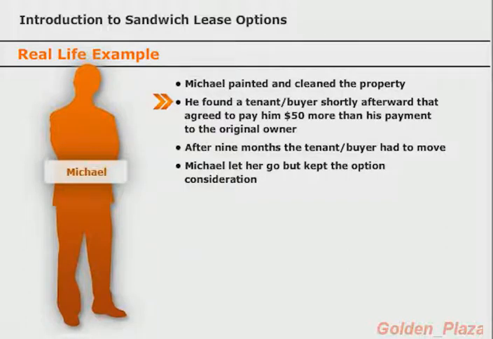The end tenant buyer only stayed in the property for 9 months, but during that time, Michael was able to collect the rent on time and make around $50 a month in the process. After the 9th month, the tenant buyer called and said that she just couldn't afford the rent anymore and needed to move into something less expensive. Michael let her out of her lease agreement without penalty, but kept the $3,000 option consideration money as they had initially agreed.